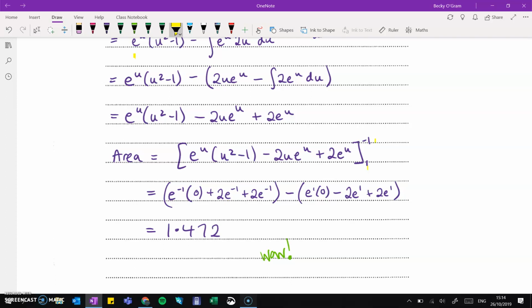And then if we put those in as the definite integral, we'll get our final answer of 1.472. And that really was a wow question. Well done if you got that and didn't make any mistakes along the way. And that's it for the P3 paper.